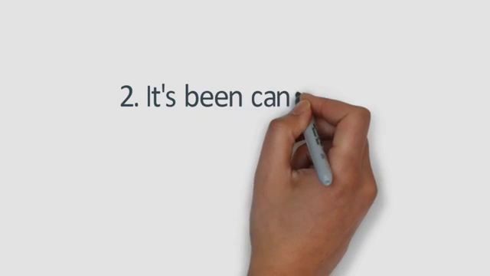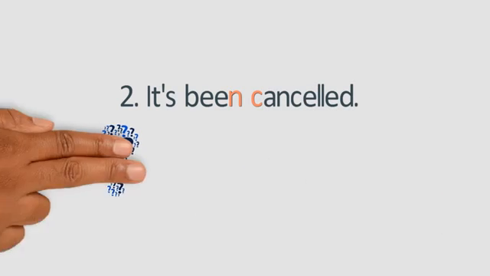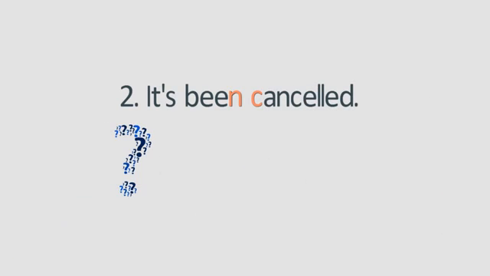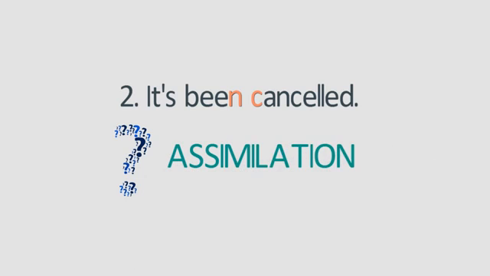Number 2. It's been cancelled. It's been cancelled. 10 seconds. Yes, it's assimilation, regressive assimilation to be precise. The k in cancelled, which is pronounced at the back of our mouths, influences the way the final n in been is pronounced, and this becomes a sound also pronounced at the back. It's been cancelled.